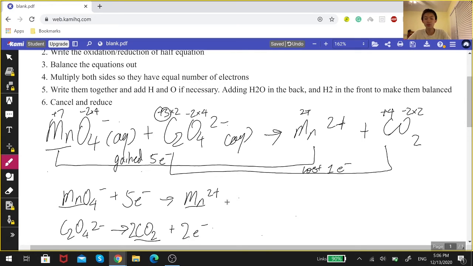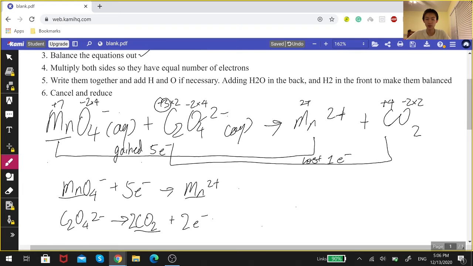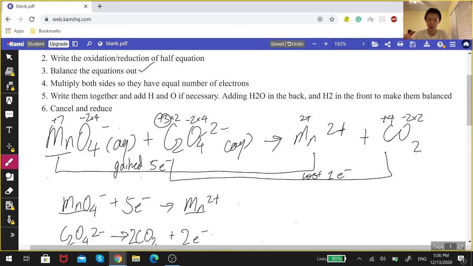Alright, now we need to balance out. We finished step number 3. Now we need to do number 4. Multiply both sides so they have an equal number of electrons. And what I mean by both sides is both reactions.